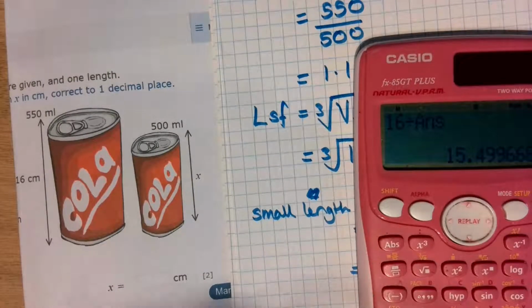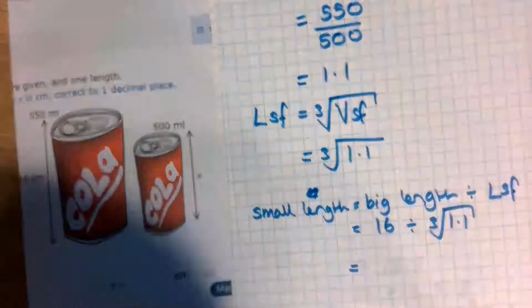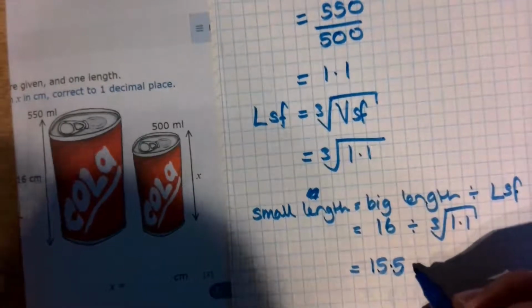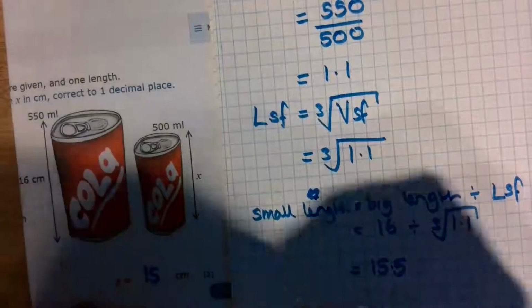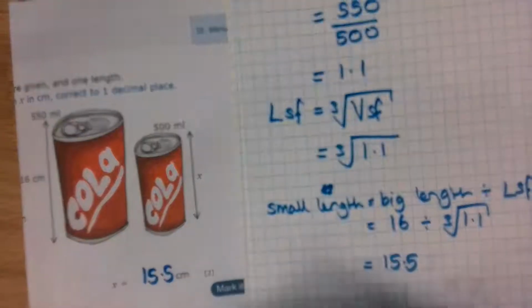But if you think about it, that makes sense. It's only got 50 millilitres more in it. It's only got 10% more in it. What does it want? To one decimal place. So that's going to be 15.5. So it's actually only half a centimetre smaller. Tiny. Tiny difference there. Hopefully that helps.